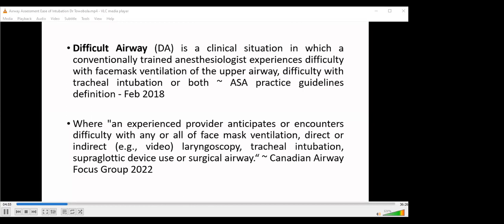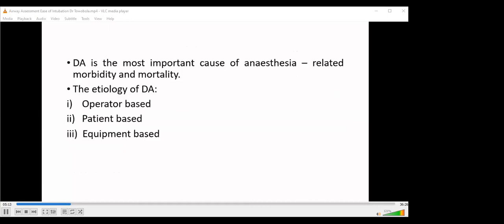Langston and Kunitz also defined an intubation as difficult if a practicing anesthesiologist needed more than 3 attempts or more than 10 minutes for a successful endotracheal intubation. Difficult intubation is the most important cause of anesthesia-related morbidity and mortality. Its etiology may be operator-based, patient-based, or equipment-based.